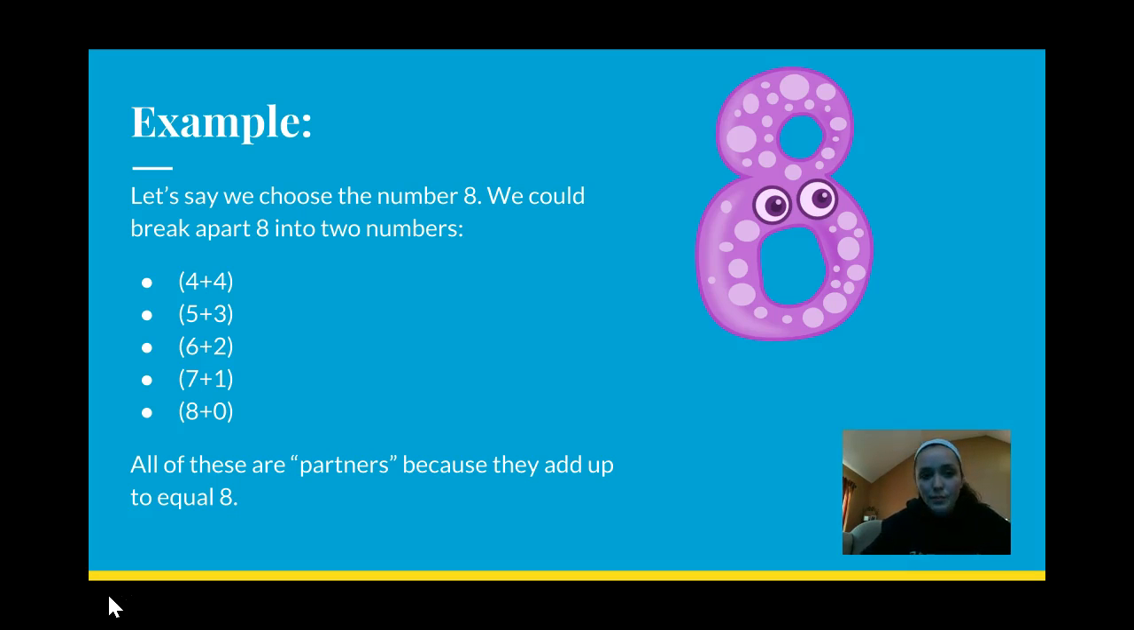So an example. Let's say we chose the number 8. We could break 8 apart into two numbers, so it would be 4 plus 4. 4 plus 4 equals 8. And then there's 5 plus 3. That also adds up to equal 8. 6 and 2. That also adds up to equal 8. 7 plus 1, and 8 and 0. All of these sets of numbers are partners because they add up to equal 8.